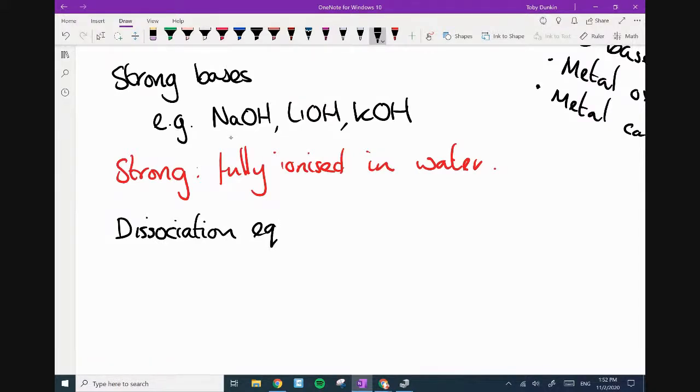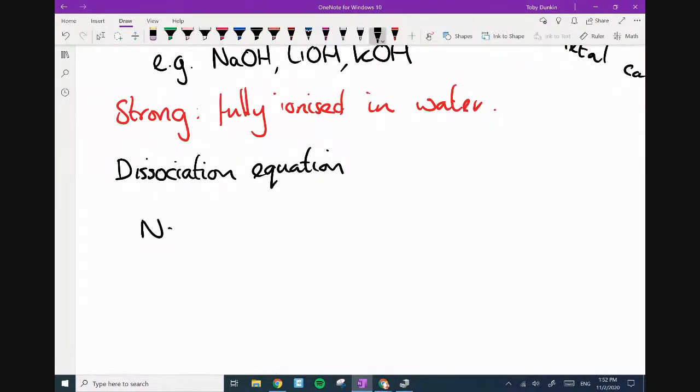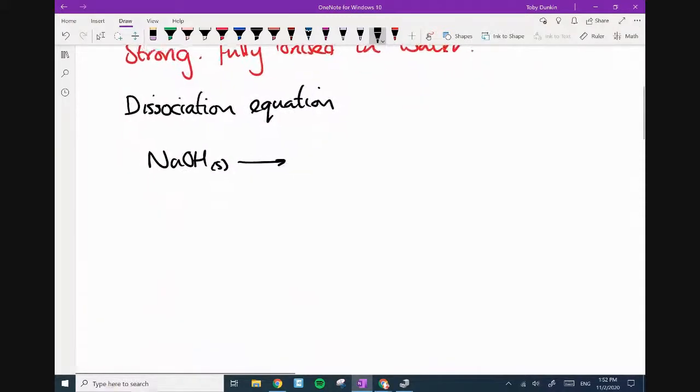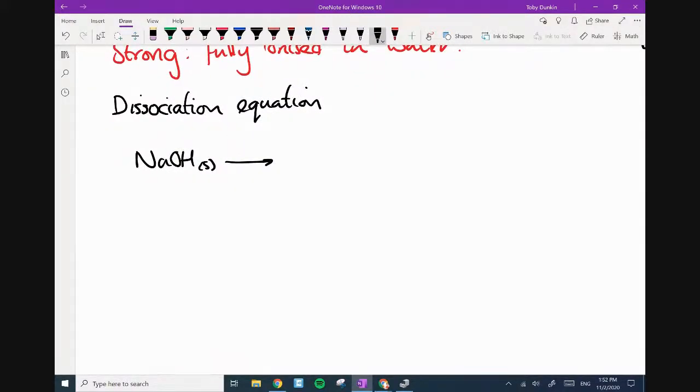Dissociation equations: let's just do the ones that we've got above. We're going to put solid sodium hydroxide and add it to water. Give me my dissociation, please. Then we can do potassium hydroxide as well.